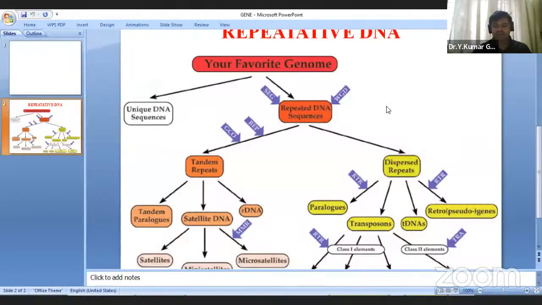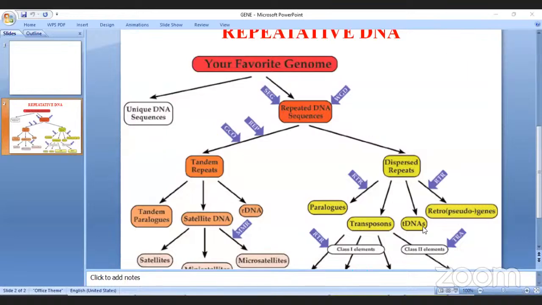Right. So today's topic: last class we discussed the gene structure. In gene structure, one part remains, that is repetitive DNA. Are you able to see the PPT slide? Yes, sir.